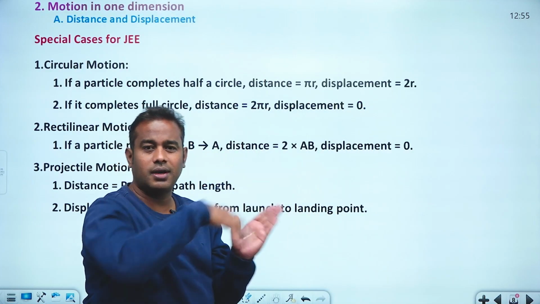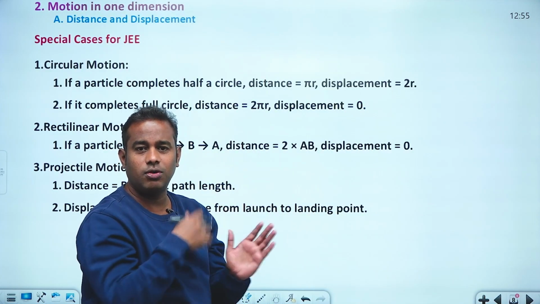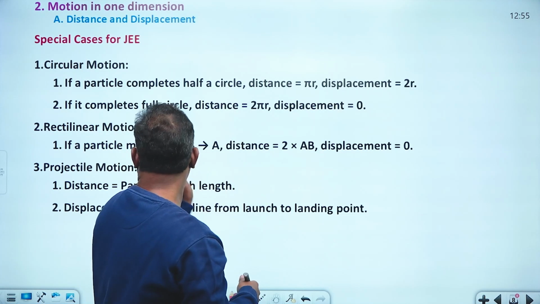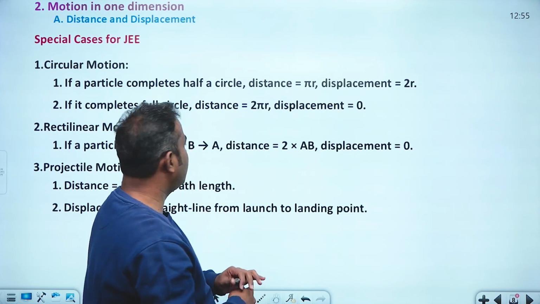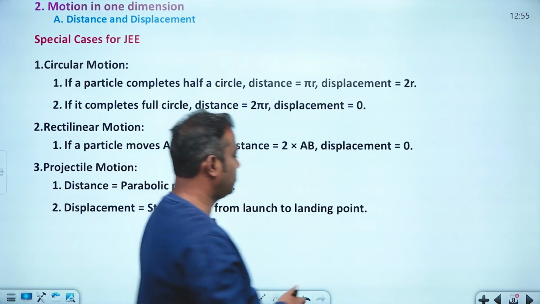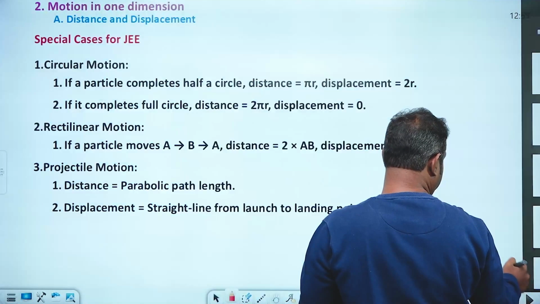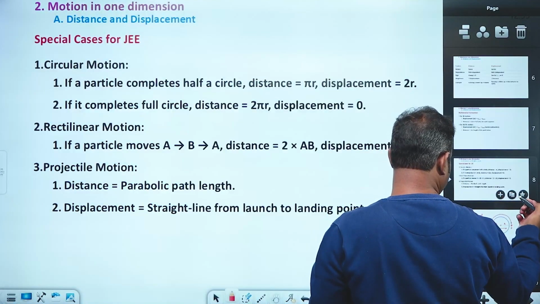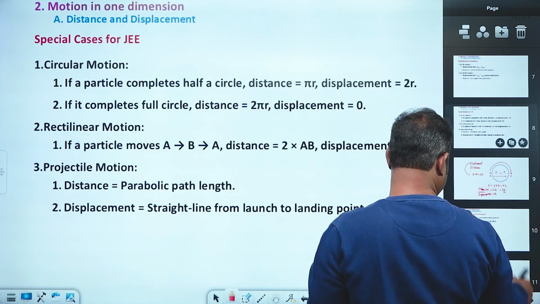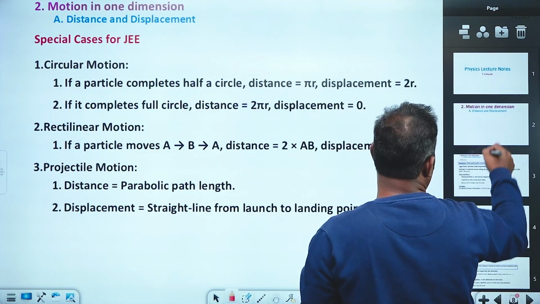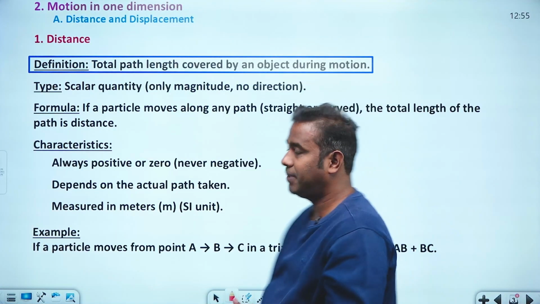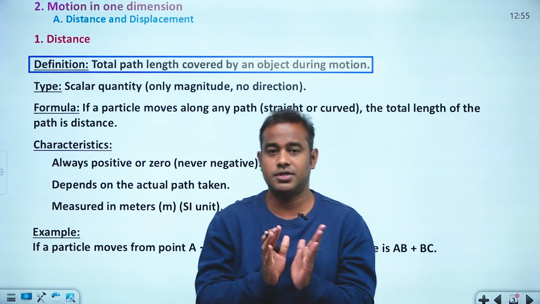These are some examples, and we'll look at some problems. This is one variety. Then there is rectilinear motion. These are all some examples, so please have a look at those points, and parabolic motion as well. That is basically the basic idea about distance and displacement.